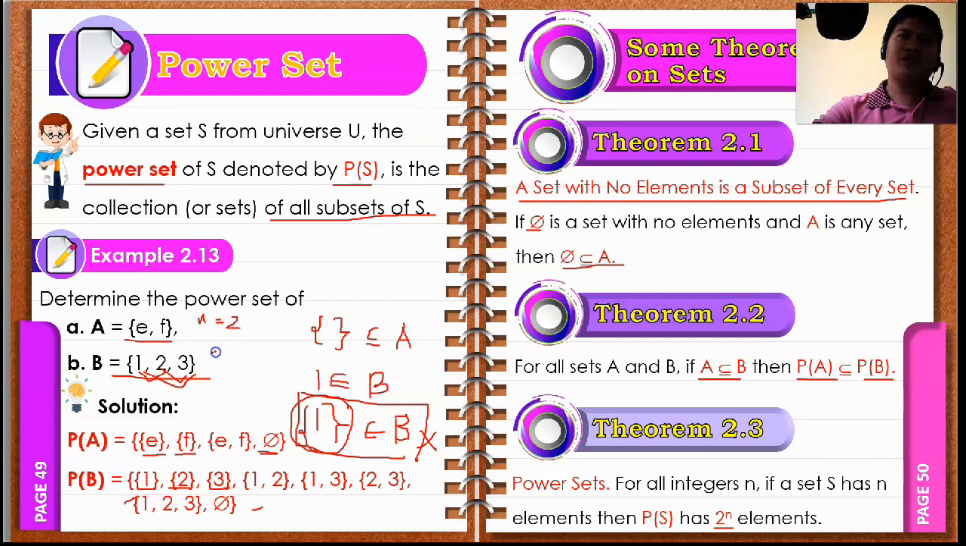So therefore, 2 squared is equal to 4. That is why there are 4 elements of the power set A. For the power set of set B, we have 1, 2, 3, so n equals 3. So therefore, 2 to the 3 is equal to 8. So that is why there are 8 elements on this power set B. So that is the use of our theorem.